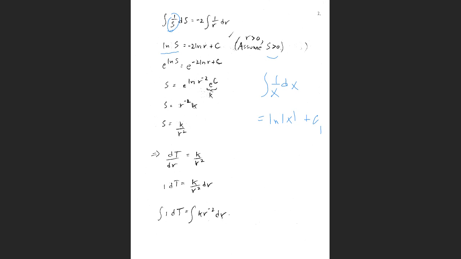And similarly, since we're assuming that the radius is greater than 0, the antiderivative of 1 over R would just be the log of R without the absolute value. You don't need to have the absolute value on the R because we're assuming R is positive.